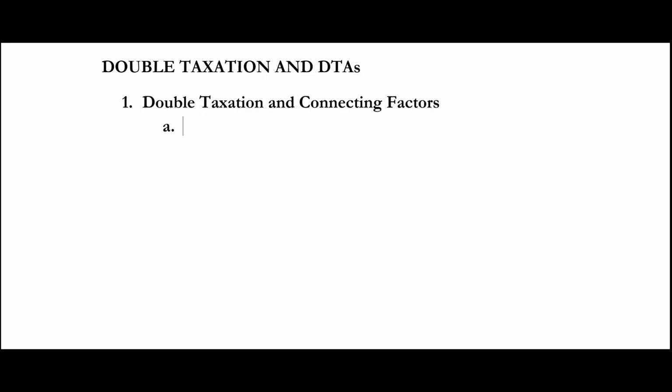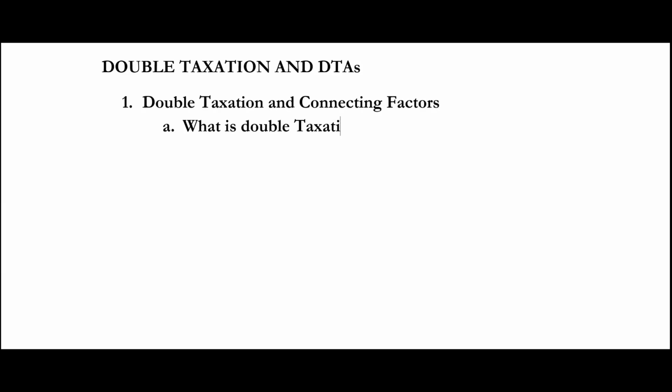Now, when it comes to double taxation and its connecting factors, we must understand what double taxation is. It is a case where a person pays tax twice, either by two different jurisdictions, or where that same income is also taxed in the hand of another person. So what is double taxation? That's the first thing you must understand, and I'll explain it better.